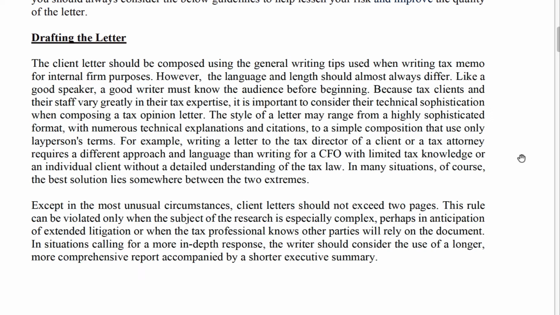Now I give some examples. What if your client is a tax director? You're writing to the tax director of a large corporation's tax department. They're going to know tax jargon. But if you're writing to a CFO or a CEO that doesn't really have any tax knowledge, they just know finance and business, you got to be very careful. You can't mention Glenshaw Glass. You can't mention certain cases and stuff like that and assume they know what that means. Okay, the best solution though lies somewhere in between. That's where I provide the example of section 1231.